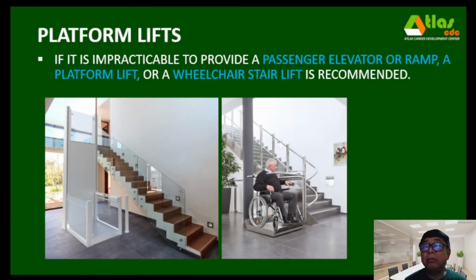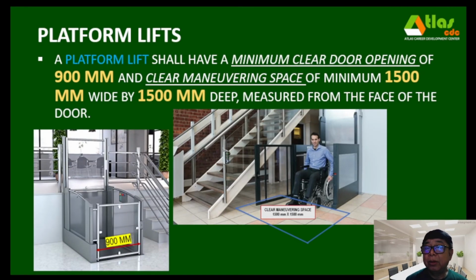And so now we go to the requirements for the platform lifts. So if it is impractical to provide a passenger elevator or ramp, a platform lift or a wheelchair stair lift is recommended. So this is a platform lift and this is a wheelchair stair lift. Now a platform lift shall have a minimum clear door opening of 900 mm and a clear maneuvering space of minimum 1.5 by 1.5 deep measured from the face of the door. So these are new requirements.